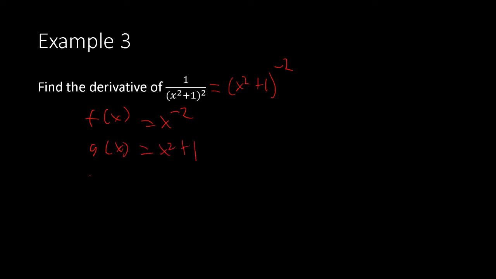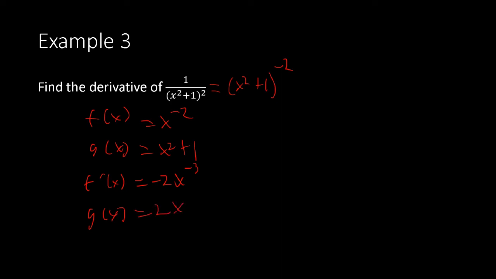Okay, differentiate f prime of x. We're going to use the power rule. So the power rule is we're going to bring the power to the front, and the power is now going to be negative 2 minus 1, which is negative 3. And for g of x, x squared plus 1, bring the power to the front, that's 2x, 2 minus 1 is 1, and for 1 it's just 0.